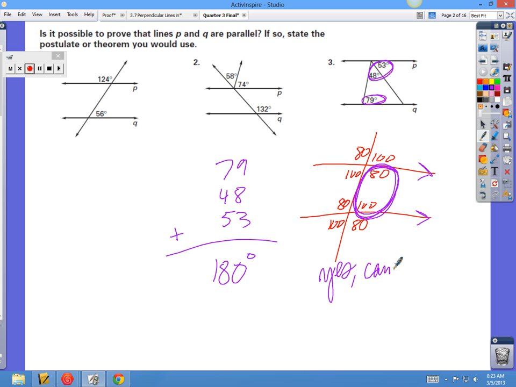Your reasoning is because consecutive interior angles are supplementary. And your consecutive interior angles are only supplementary if your lines are parallel.